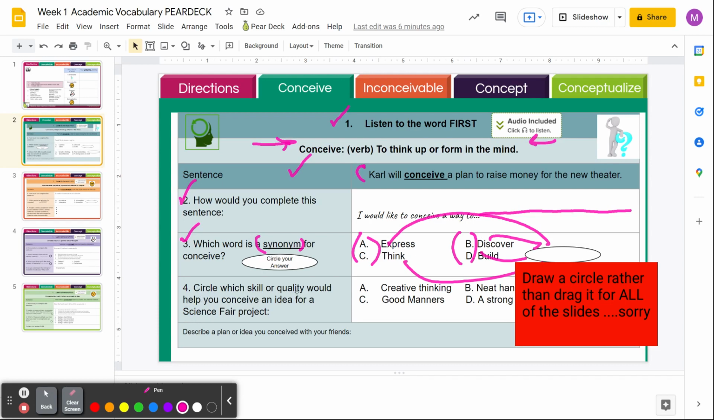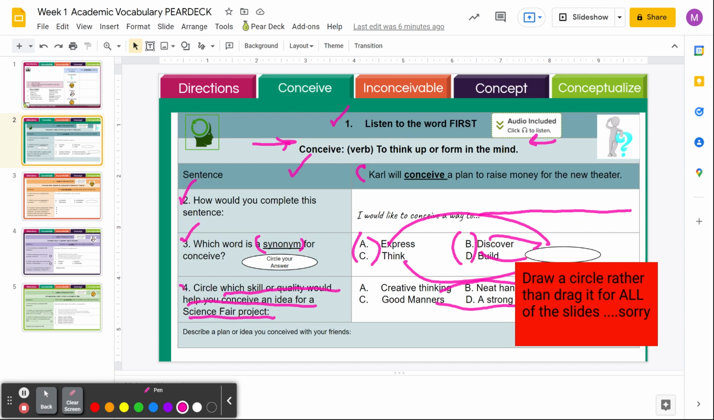Circle which skill or quality would help you conceive an idea for a science fair project. Now we're starting to use the word as it integrates into our common vocabulary, in our common academic language and vocabulary. So drag this circle that's here into which example best answers that response. Which skill or quality would help you conceive an idea for a science project?